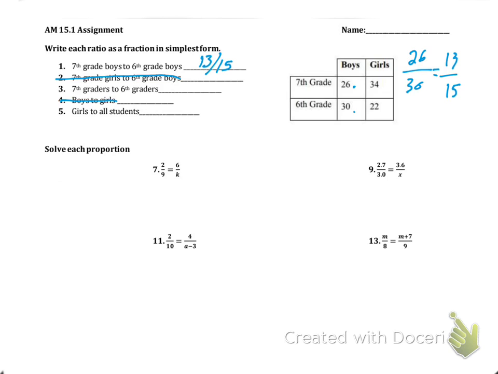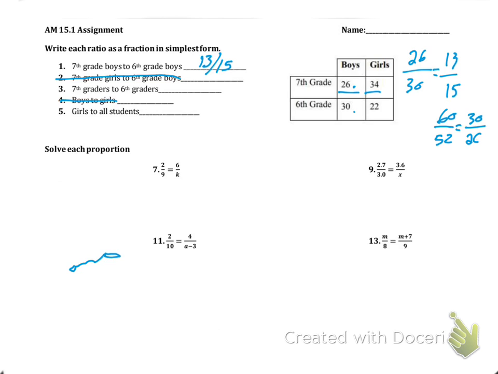Then we have 7th graders to 6th graders. In the 7th grade, we have 26 boys and 34 girls, so that would be a total of 60. And then we put that over 30 plus 22, which is just 52. Again, this is an even number, so let's try dividing it by 2 first. 60 divided by 2 is 30, and 52 divided by 2 is equal to 26.